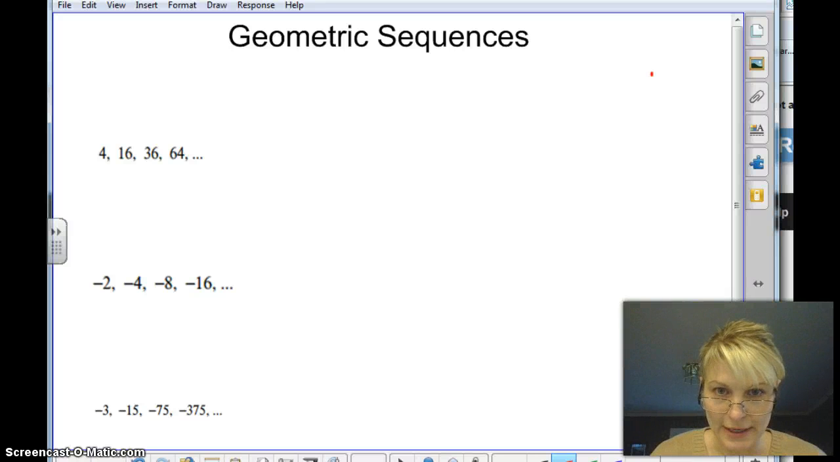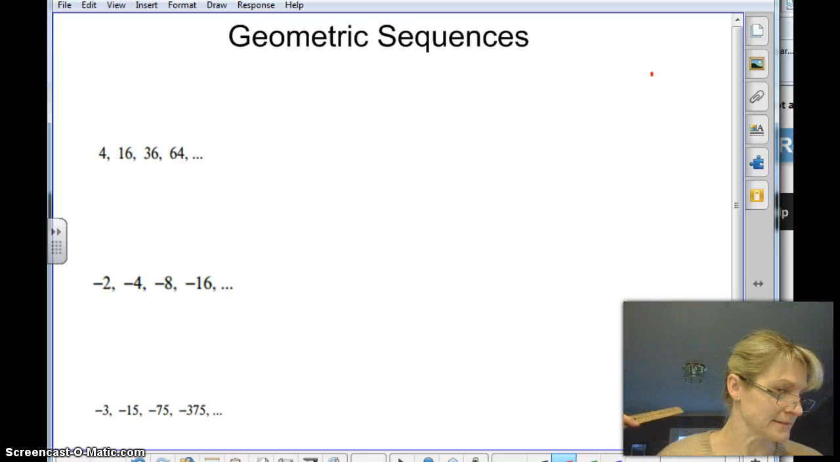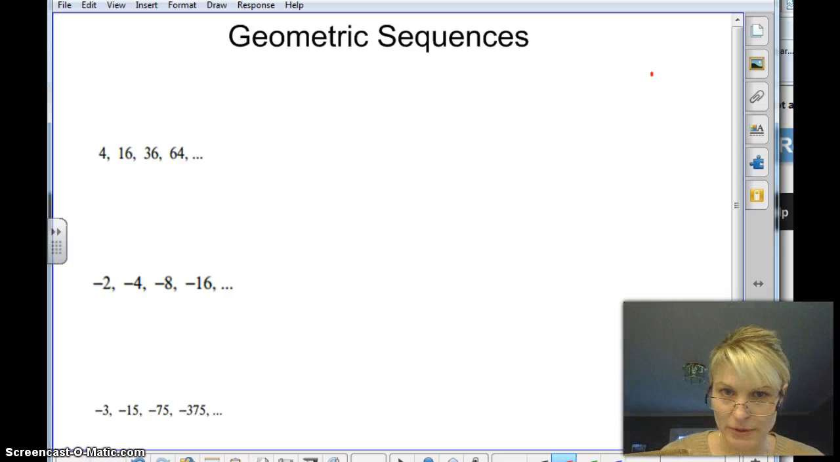Good afternoon, class. It is Tuesday afternoon, and it is time to take some notes on geometric sequences. You must take good and thorough notes, or you don't want to know what happens. So let's start off with our good note taking.